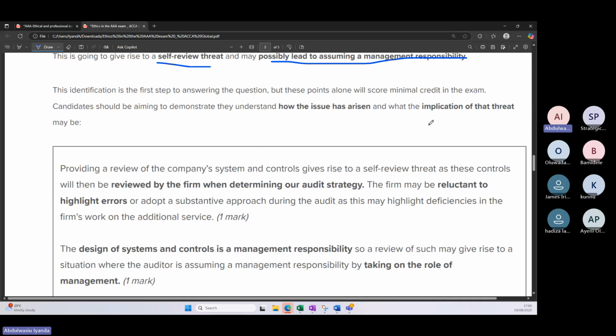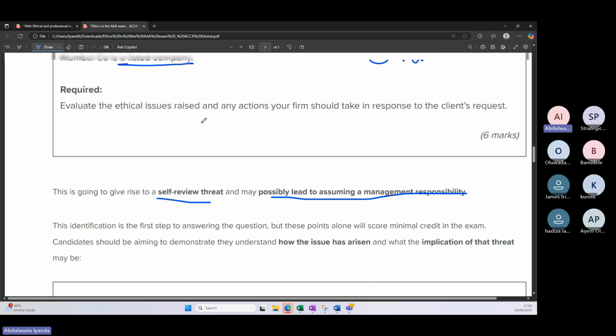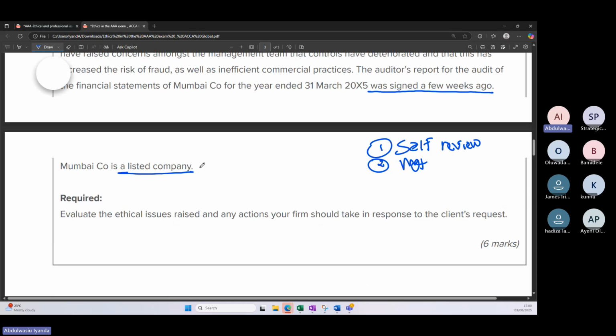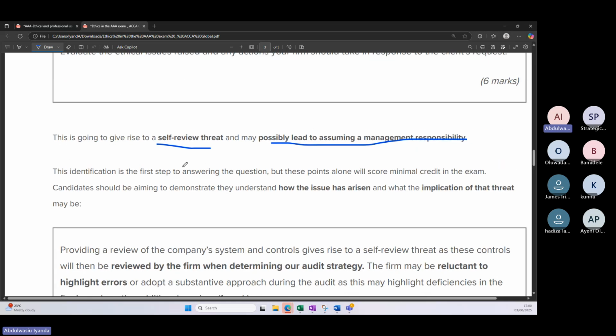And if you look at it now, the examiner team also say the identification is the first step, just like what the article is saying. Look at the word. That's the first step. After you identify, you need to first of all know the problem, know the threat from that particular situation. But those points alone will score minimal credit in the exam.